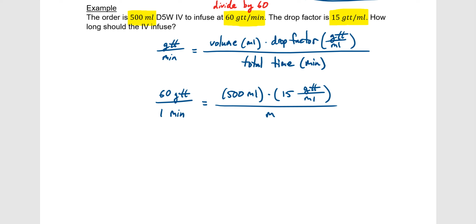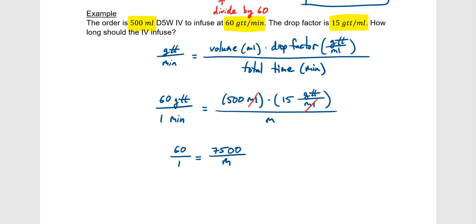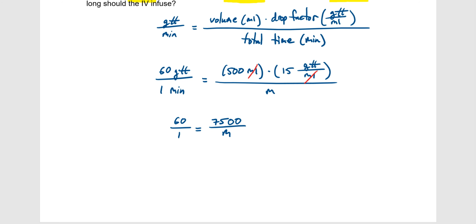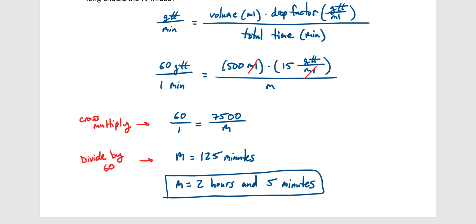Okay, so for the infusion rate on the left, we have 60 drops for every 1 minute. And then on the right hand side in the numerator, we have the 500 milliliters times the 15 drops per milliliter. And the milliliters are going to cancel, and let's just multiply that numerator on the right, 500 times 15. And we get 7,500. And once again, I'm just dropping the units. So we cross multiply here, and we will end up getting 125. And we divide the 125 by 60 to get it into hours and minutes. And we end up getting 2 hours and 5 minutes.